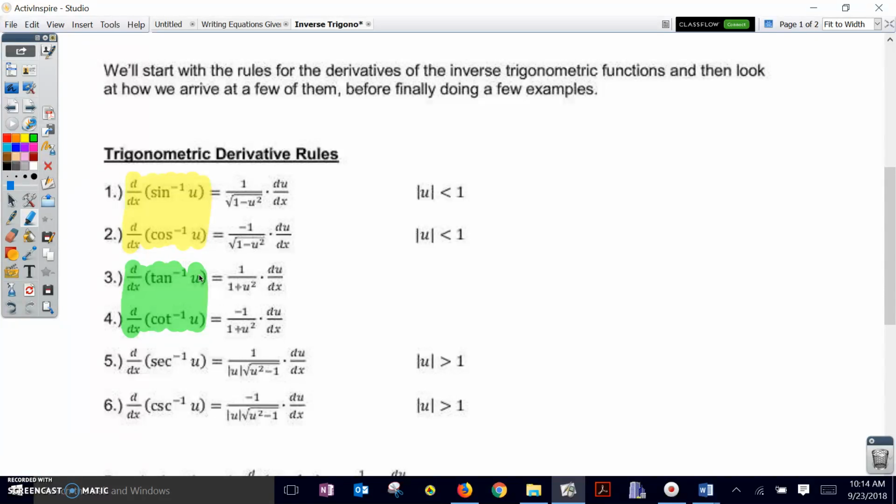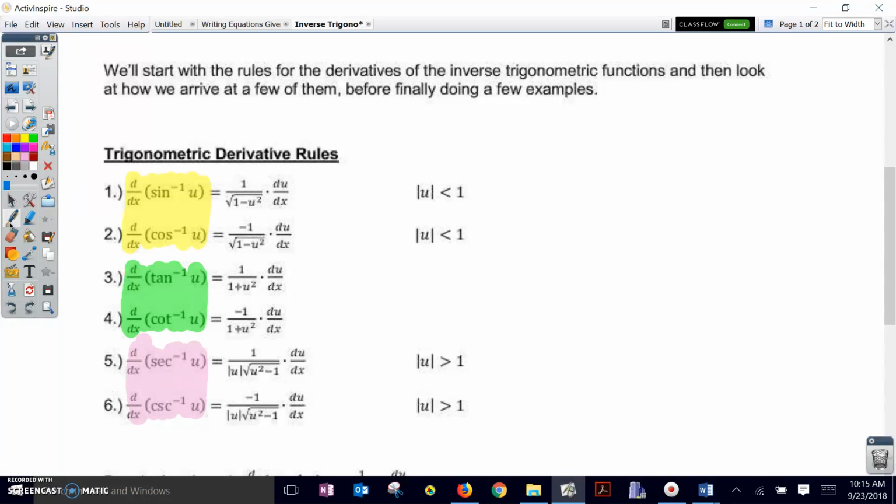And then lastly, the same relationship exists with the arcsecant and its cofunction, the arccosecant. We've got 1 over the absolute value of u times the square root of u squared minus 1 for the derivative of the arcsecant, and the derivative of the arccosecant is just the opposite of that, negative 1 over the absolute value of u times the square root of u squared minus 1. So those are the rules. You'll want to know those and be able to use those in order to find derivatives.